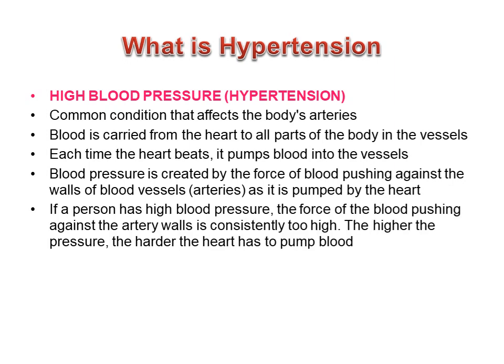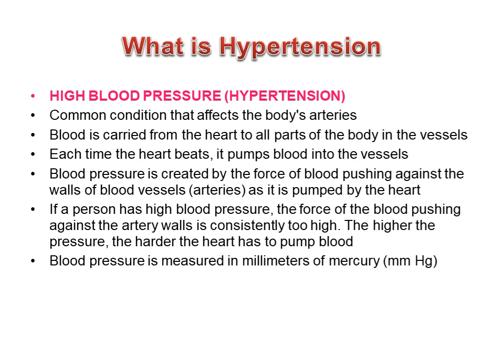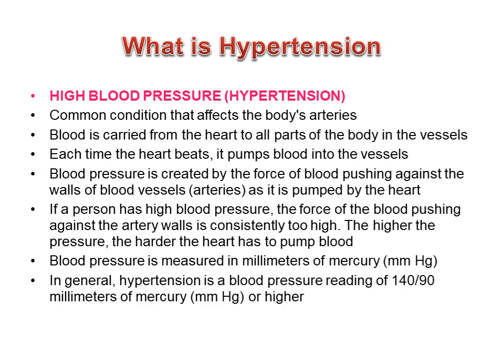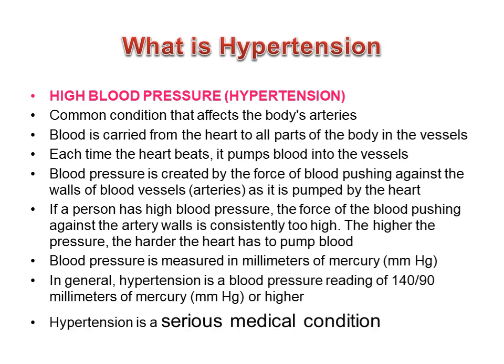If the person has high blood pressure, the force of the blood pushing against the artery walls is consistently too high. The higher the pressure, the harder the heart has to pump blood. Blood pressure is measured in millimeters of mercury. In short, we call it as mmHg. In general, hypertension is a blood pressure reading of 140 by 90 millimeters of mercury or higher. Hypertension is a serious medical condition.